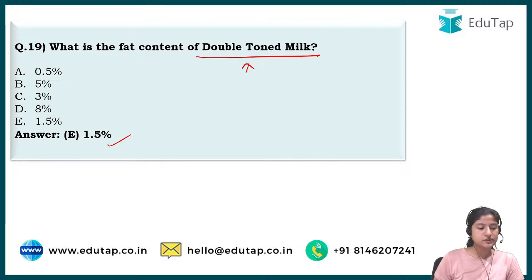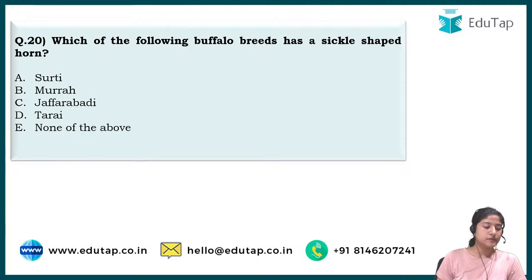Okay, Nilesh was the first one to answer the 18th question, and here in 19th, the first ones are Nilesh and Akhil. Okay. Next is 20, which asks, which of the following buffalo breeds has a sickle shaped horn?